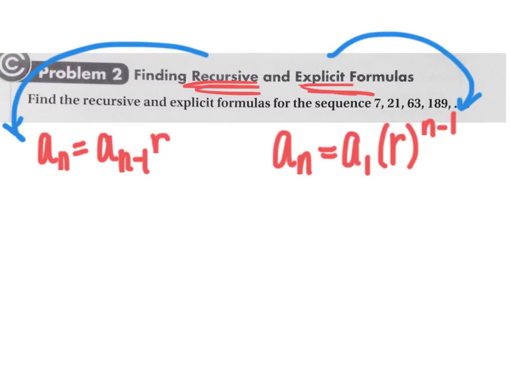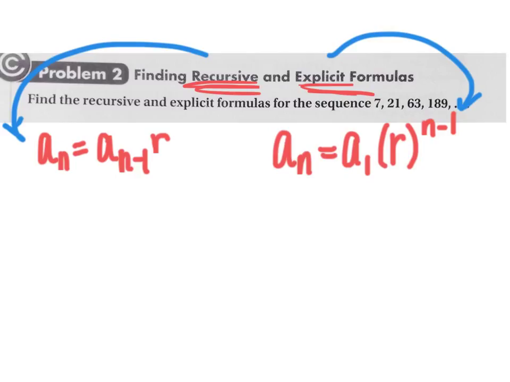Then when I say a sub n minus 1, I'm talking about the term before that. Okay? N minus 1. If I'm saying the third term, N minus 1 is going to be the second term. So that's going to be the term before the third term. And when I say A sub 1 here in the explicit formula, I'm talking about the first one. When I say N in the explicit formula, I'm talking about whichever number term you're asking me for. If the problem asks for the 107th term, then N is 107. Okay? So we're going to find both of these.